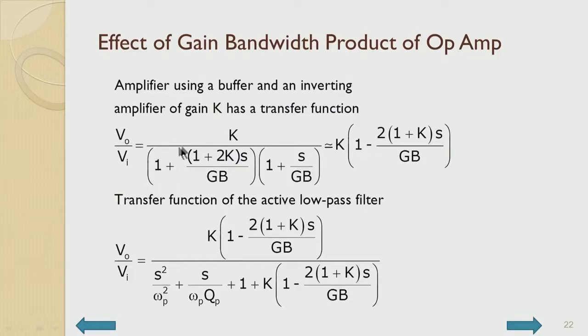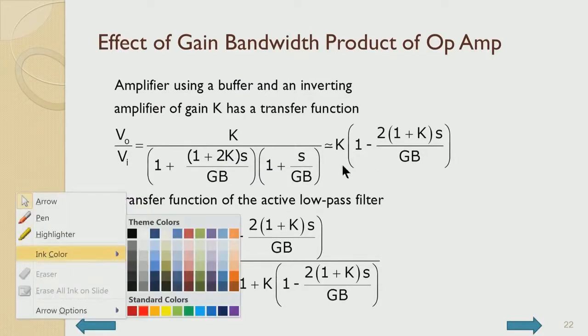Similarly, for the inverting amplifier with gain of 2K, the error in phase that is arising is 1 plus 2K into S by GB, that is 1 over loop gain of that inverting amplifier. Combined together, approximated when omega is much less than GB, this is 1 minus 2 plus 2K into S by GB. This is the cumulative phase error that is causing a total phase lag in the gain stage that we are using. That is responsible for the Q enhancement in the loop.